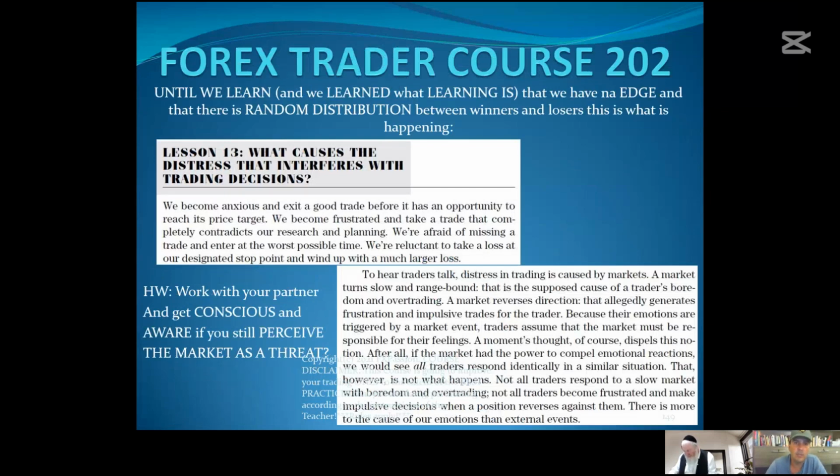Until we learn what learning is, that we have an edge, and that there is a random distribution between winners and losers, this is what is happening. This is from Brett Steenbarger's book, lesson 13, what causes the distress that interferes with trading decisions.